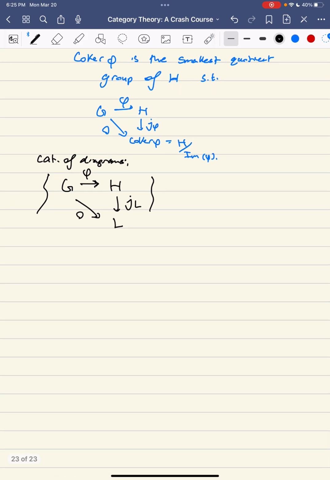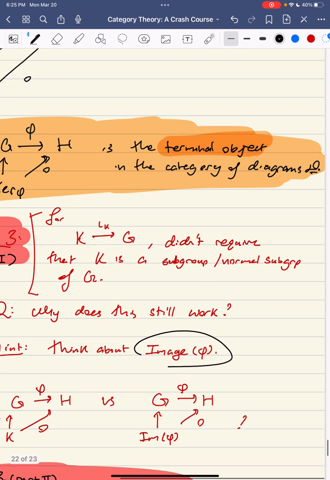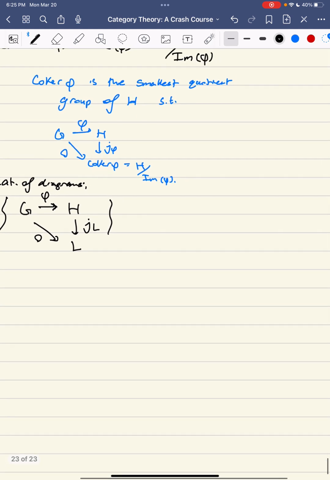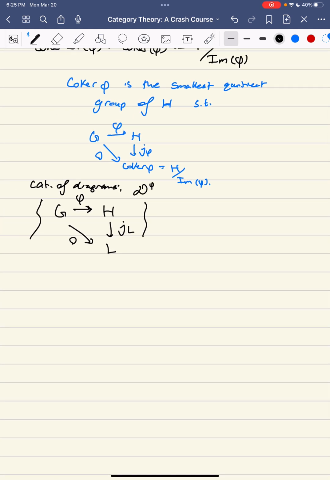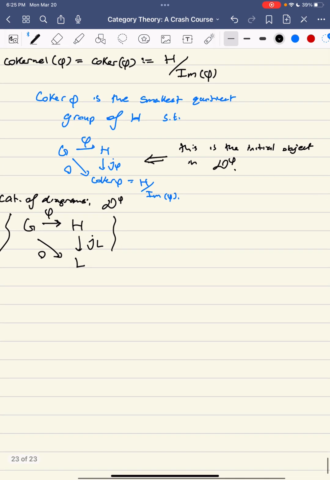I'll call this other one over here D sub phi. And I'll call this one D sup phi. So the co-kernel of phi, or rather this diagram here, is the initial object in that category, the category D sup phi. The category of diagrams representing the kernel, or the co-kernel, rather.